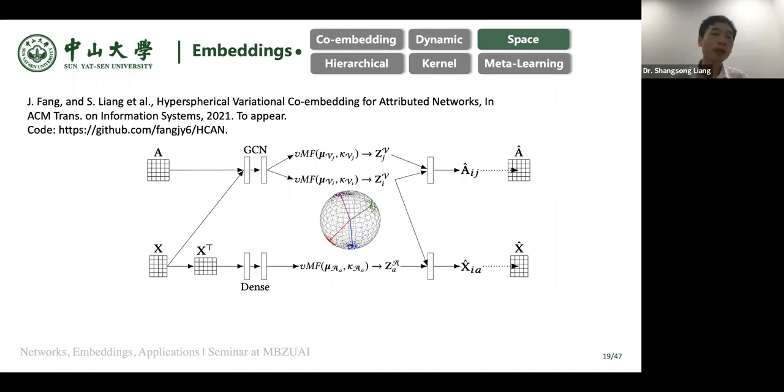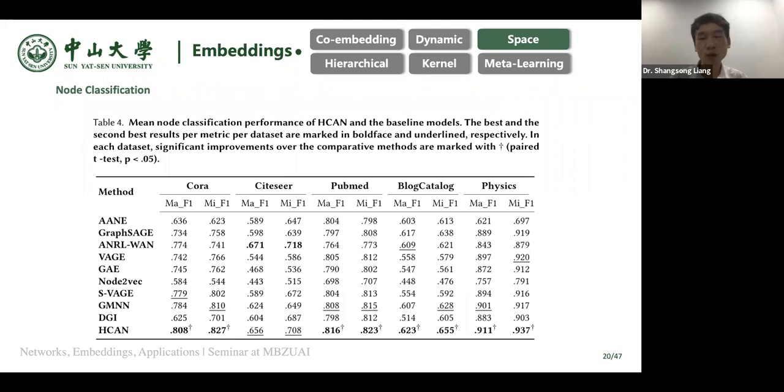We also consider the network, and we try to combine the nodes and the attributes into the same space. But the space here is not the Euclidean space. Instead, we map the embedding of the nodes and the attributes into the hyperspherical space. We did a number of experiments to evaluate the performance of our proposed hyperspherical combining attribute network, HCAN.